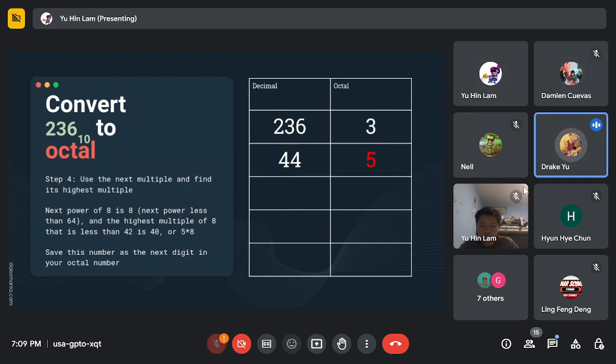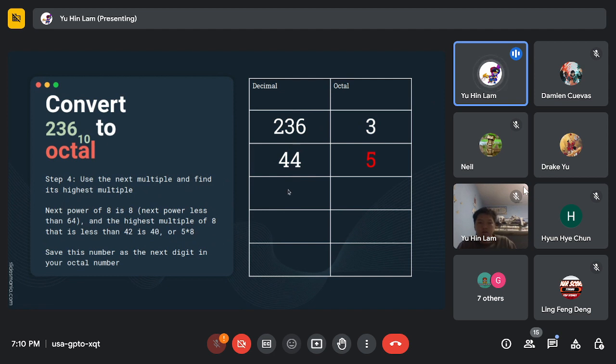So then 8 times 5 is 40, right? Yeah. And then does it work like 44 minus 40 equals 4, and then we do 8 to the power of 0, which would be 1, and then we multiply that by 4?